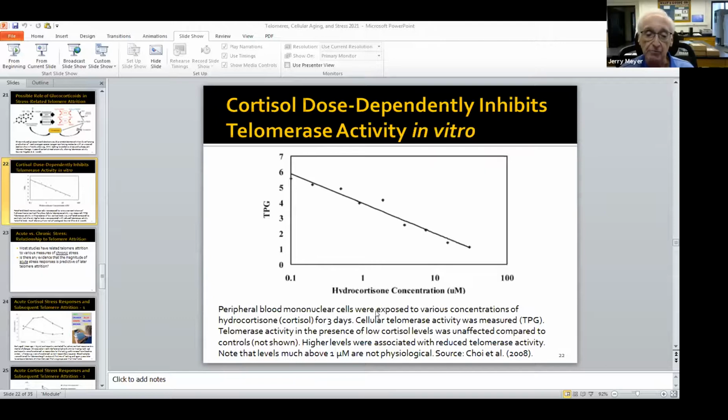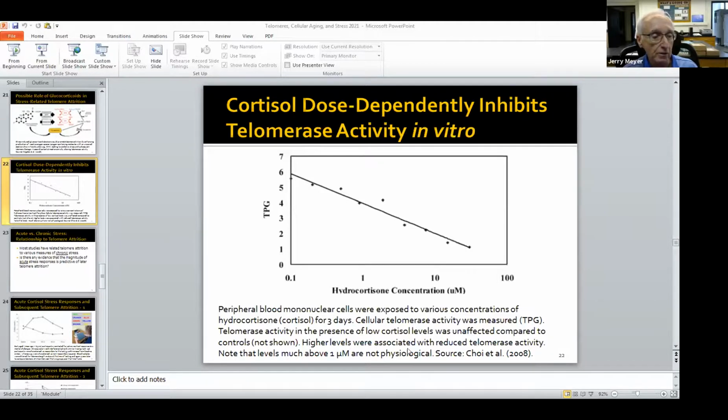This is not a physiological condition, because obviously the amount of cortisol in your blood is changing with rhythm, it's changing with stressors and so on. So this is a pretty constant level for 3 days. And then they actually measured telomerase activity enzymatically. So low cortisol levels, not shown here, had no effect. Higher levels, you can see this is a log scale here, showed a gradually reduced activity of telomerase.